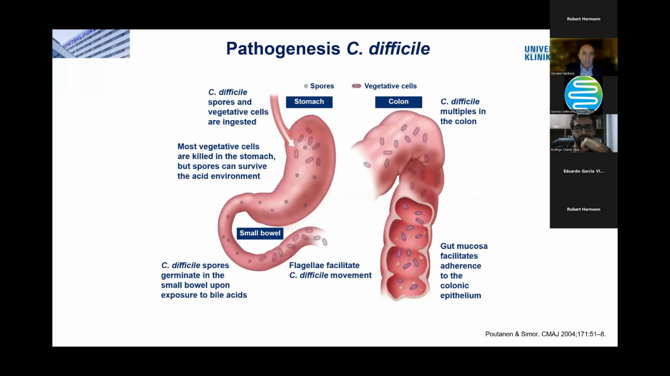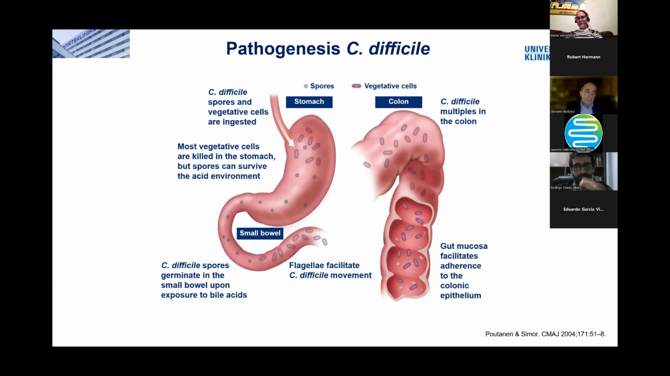That's important because it uses its spore form to infect humans, and the spores are quite resistant to acid, so they can pass through the stomach into the small bowel, and then it can change its status again into the vegetative form. The vegetative form has flagella and can move into the colon, and in the colon the Clostridioides difficile is then able to produce toxins, and the toxins cause the diarrhea that we then perceive as our patient's symptoms.